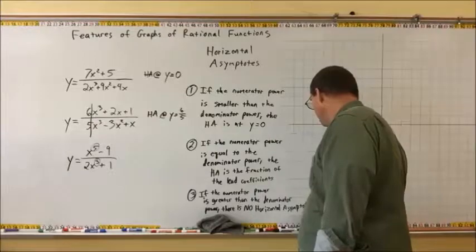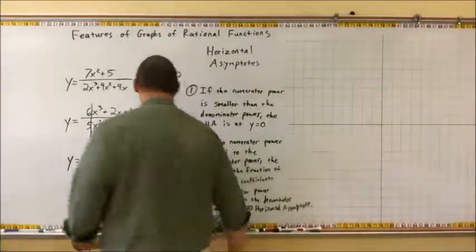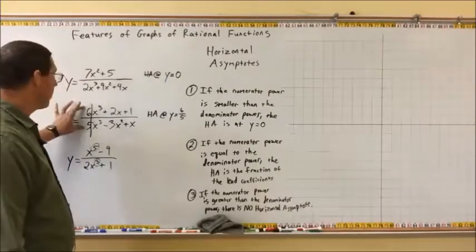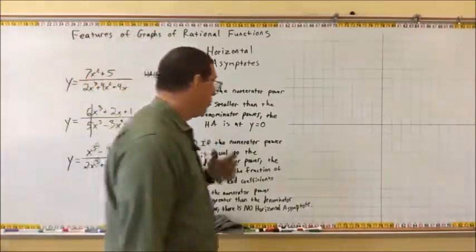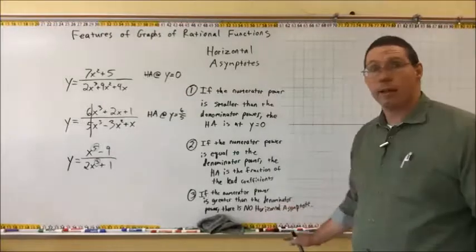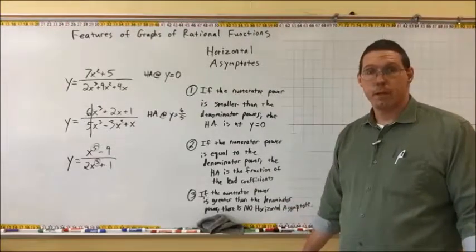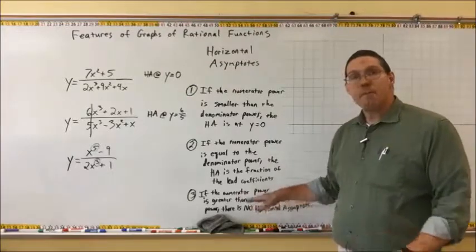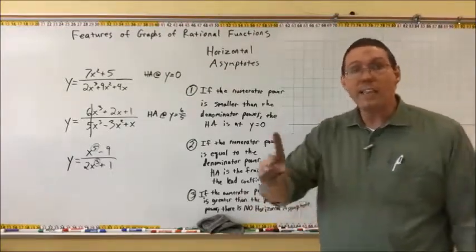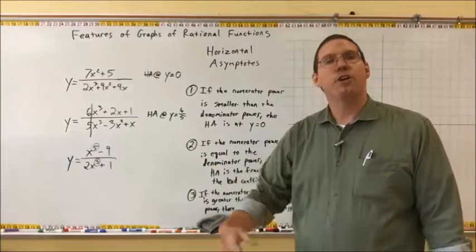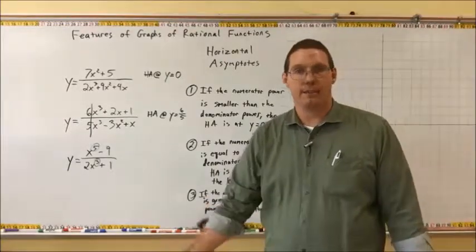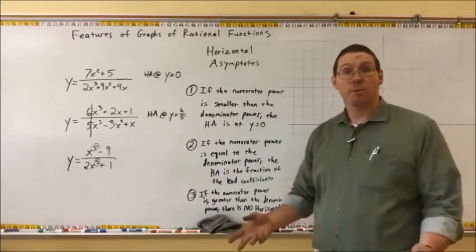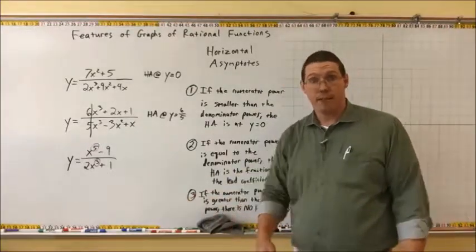So there's only 2 situations where there's a horizontal asymptote. That's where the numerator is less powerful or where the numerator is equally powerful. If the numerator is more powerful, there's no horizontal asymptote. However, if the power of the numerator is 1 larger than the denominator, there will be what is called a slant asymptote. We're going to talk about slant asymptotes in the next video.